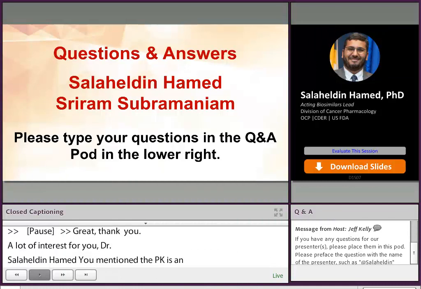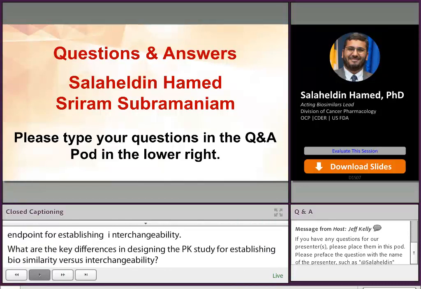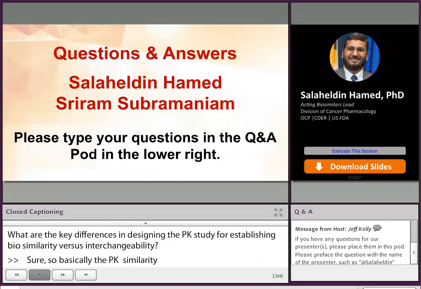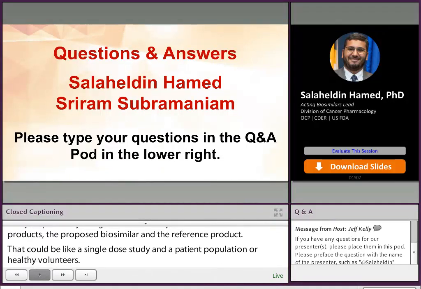Sure. So a PK similarity study is specifically designed to detect any differences between the two products, the proposed biosimilar and the reference product. That could be a single dose study in a patient population or healthy volunteers. And as I mentioned in the slides, the main objective of the PK similarity study is to detect the differences between the two products if they do exist.